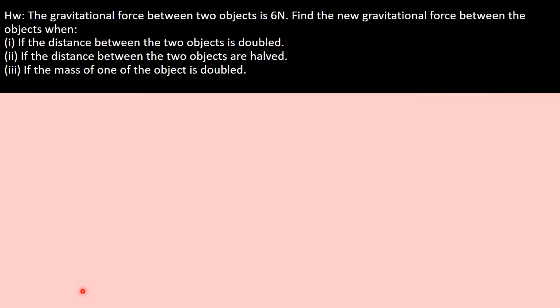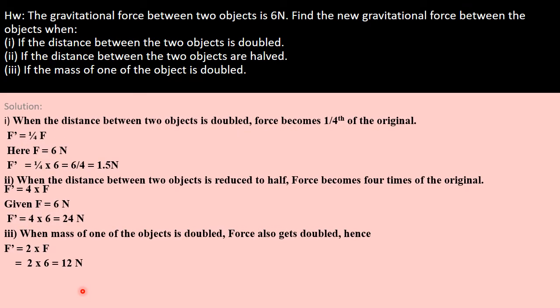Children, now let us discuss the homework questions that were given to you in the last two numerical sessions. In video 3, the question was: the gravitational force between two objects is 6 Newton. Find the new gravitational force between the objects, first, if the distance between the two objects is doubled; second, if the distance between the two objects is halved; third, if the mass of one of the objects is doubled. So let us go through.